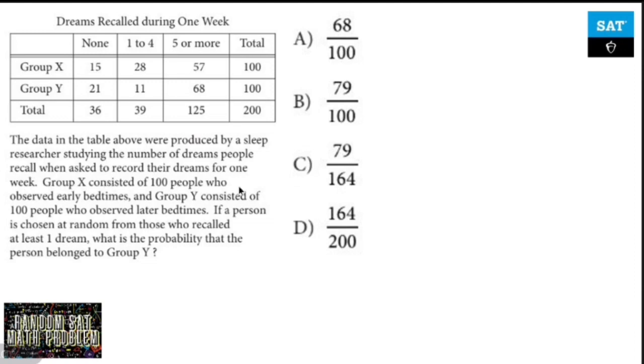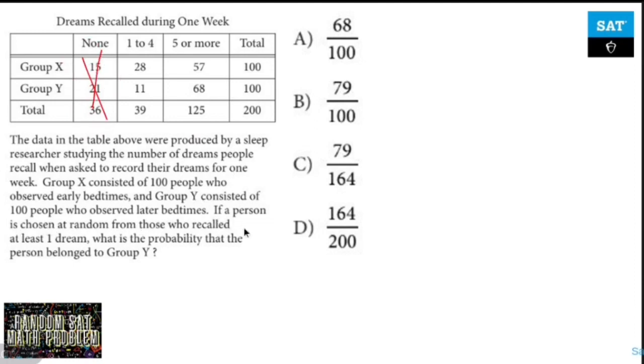Group X consisted of 100 people who observed early bedtimes. Group Y consisted of 100 people who observed later bedtimes. If a person is chosen at random from those who recalled at least one dream, what is the probability that the person belonged to group Y? All right, so the way I view this is that the group of people that recalled one dream excludes that group. So let me actually get rid of that.